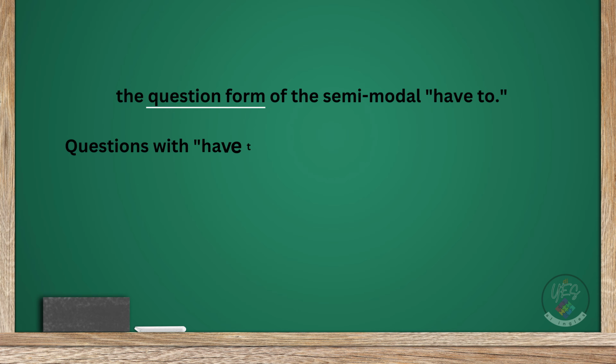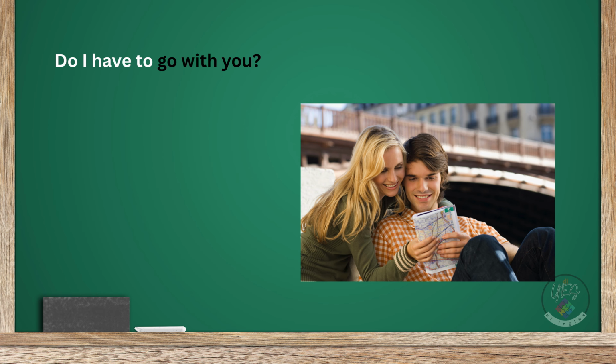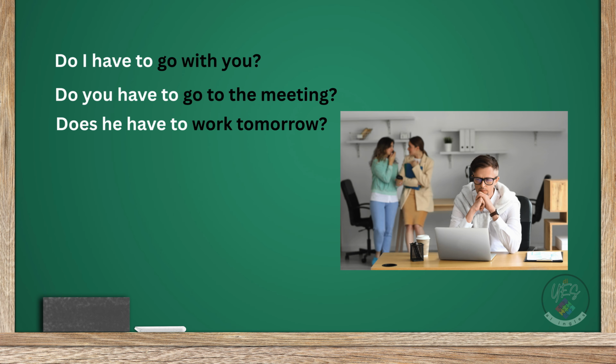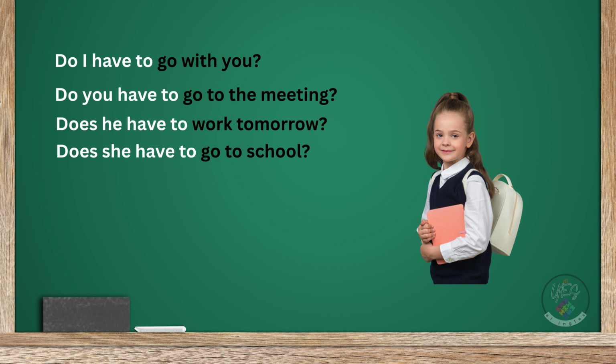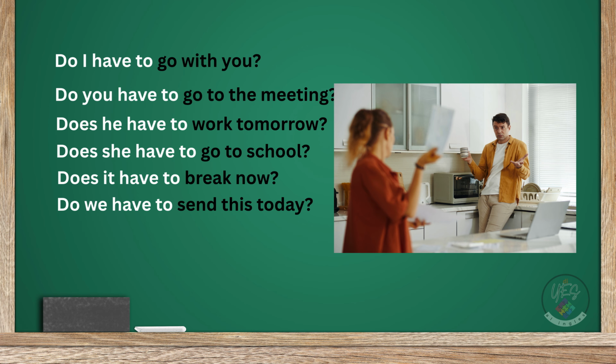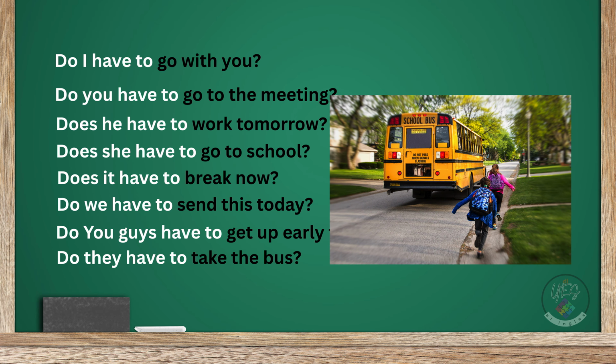So, questions with have to ask about obligation or necessity, and they are formed using do or does as the auxiliary verb. Here are some examples. Do I have to go with you? Do you have to go to the meeting? Does he have to work tomorrow? Does she have to go to school? Does it have to break now? Do we have to send this today? Do you guys have to get up early tomorrow? Do they have to take the bus? All right, and with this, we finished with the semi-modal verb have to.